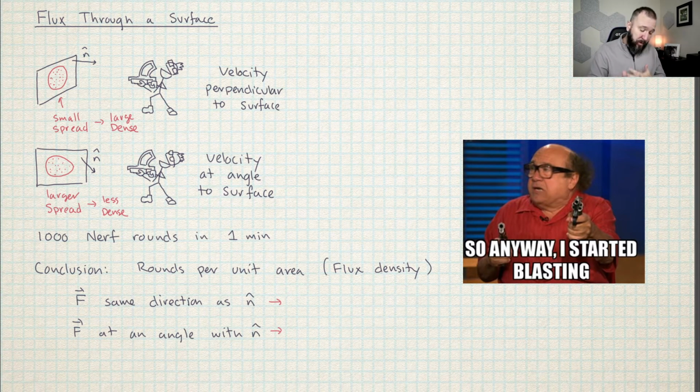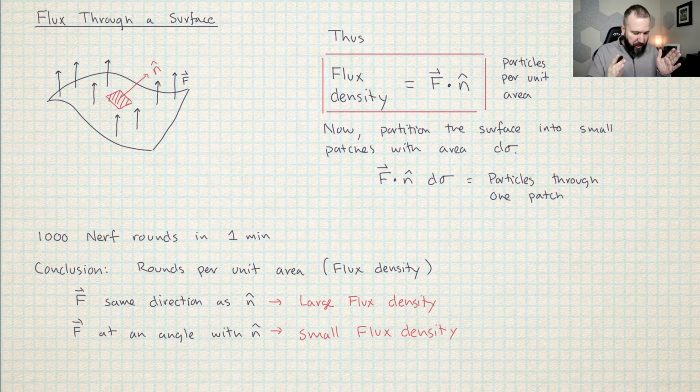So what that means is that in this first situation, the density must be very large, right? You're trying to pack a lot of Nerf rounds into a small area. And in the second situation, there must be less density because you're packing the same amount of rounds into a larger area. So the most dense collisions that Adam Savage can have with the board is when he is straight up perpendicular to the board, in the same direction as the normal vector. And the more at an angle that he gets with the normal vector, the less and less density there will be. But that's exactly what projections do.